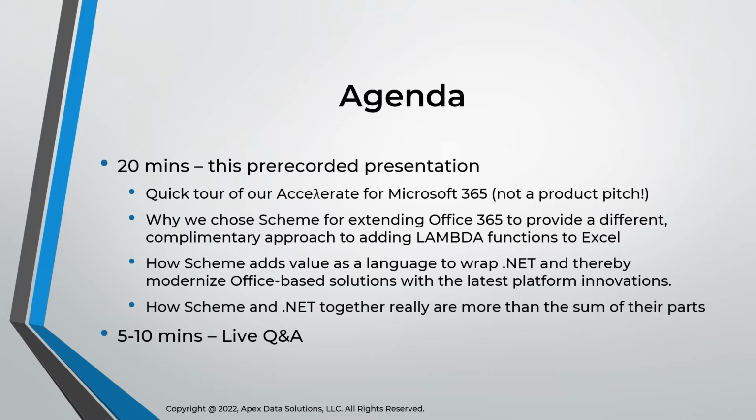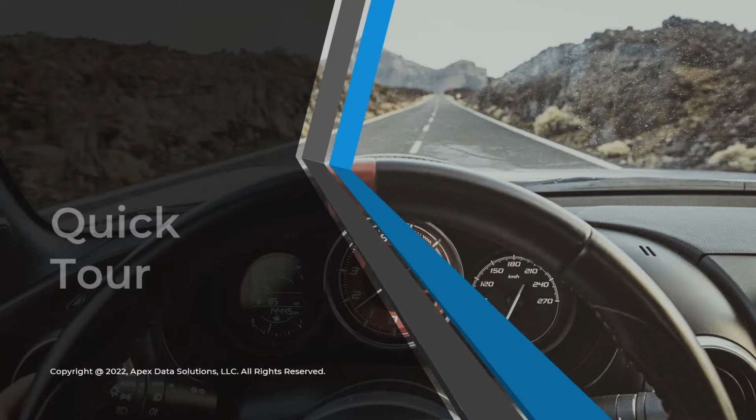Since the Scheme that we're using runs on .NET, it's called Iron Scheme if you want to look it up. We'll briefly discuss how the tag team of Scheme on the one hand and the common language runtime, or .NET, on the other can add real value in this effort. And then finally, we'll take whatever 5 or 10 minutes are left for Q&A. So without further ado, let's run through a quick tour of what we built.